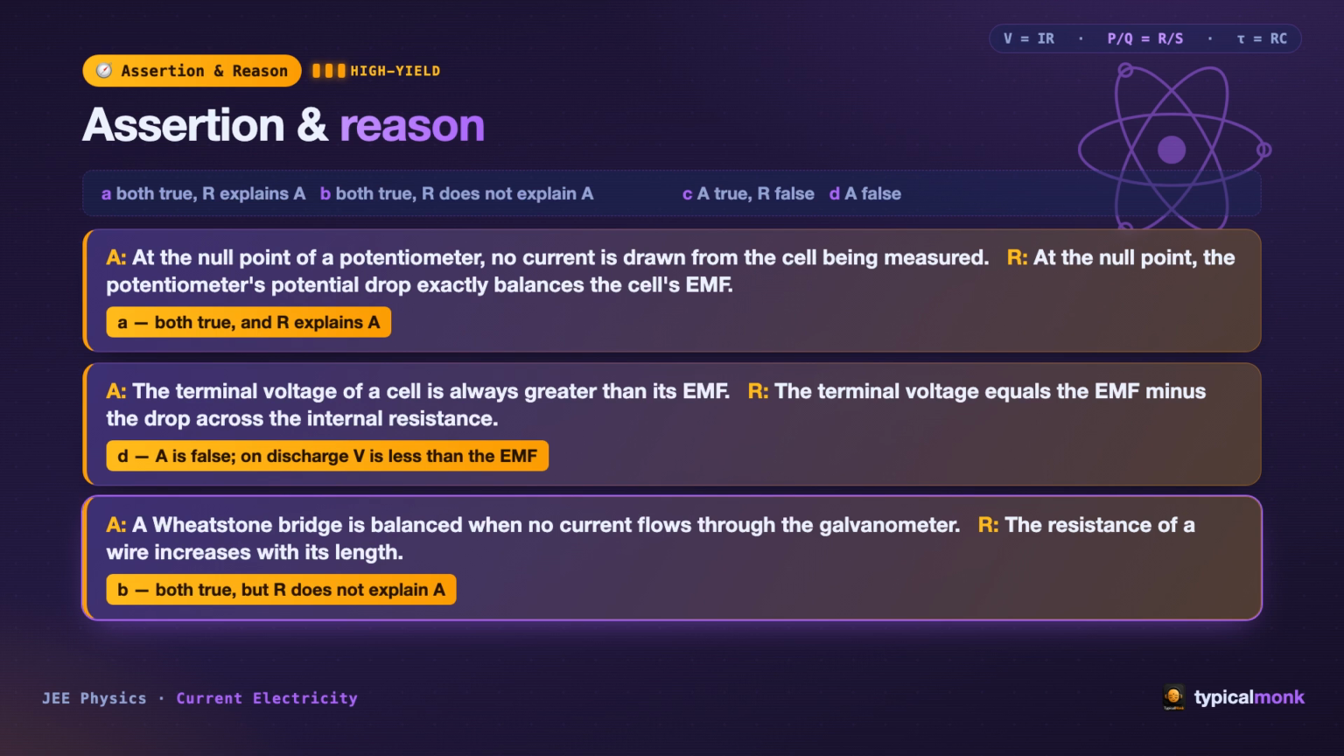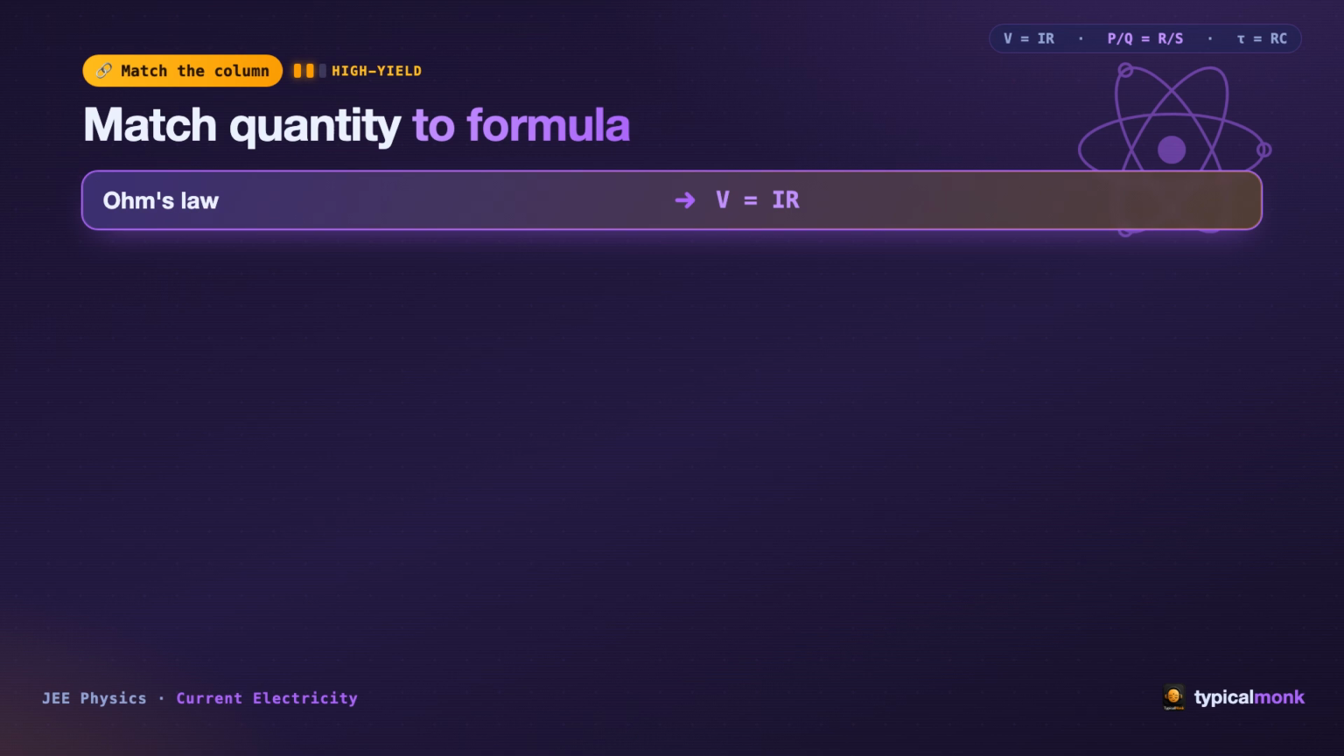Assertion: a Wheatstone bridge is balanced when no current flows through the galvanometer. Reason: the resistance of a wire increases with its length. Both are true, but the length of a wire has nothing to do with why the bridge balances. So the reason does not explain the assertion. The answer is B. Now match each quantity to its formula.